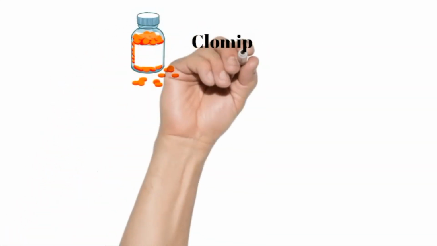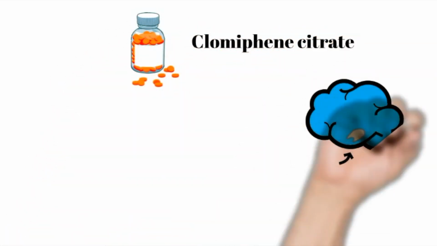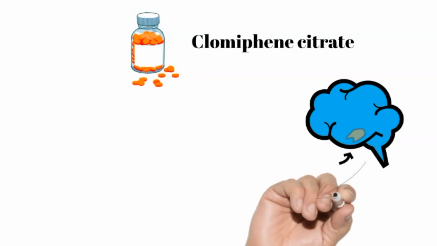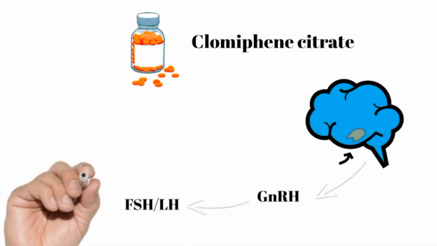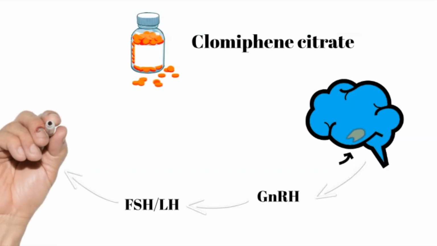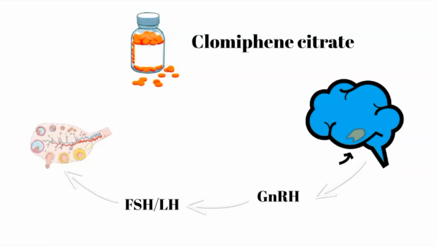Clomiphene citrate works by blocking estrogen receptors in the hypothalamus. Therefore, the hypothalamus increases the release of gonadotropin-releasing hormones, leading to increased level of FSH and LH, which in turn induces ovulation.